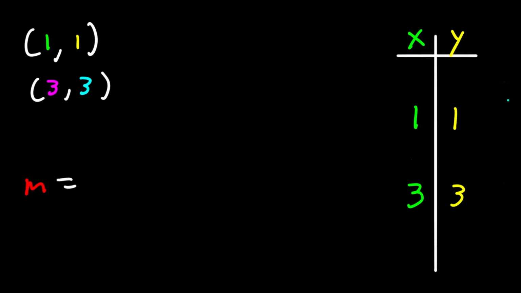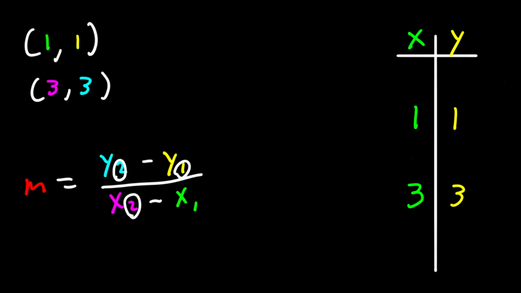equals y2 minus y1 over x2 minus x1. The numbers 2 and 1 below the variables are called subscripts. Now these numbers are used to differentiate which point is which.